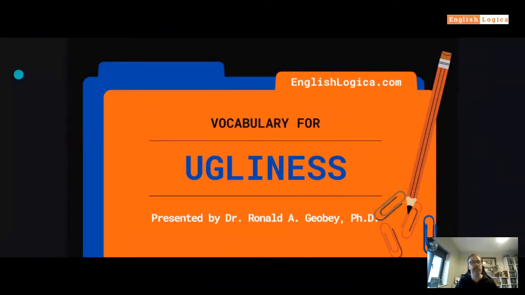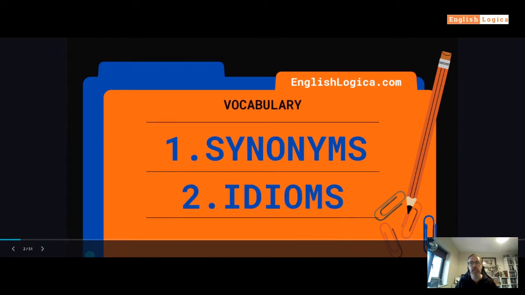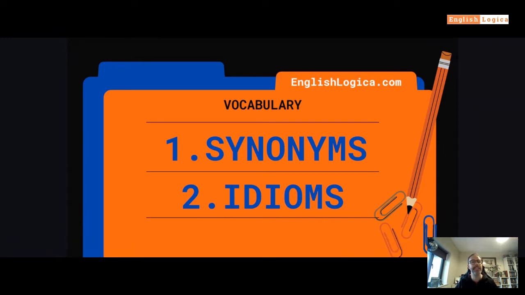This video will cover vocabulary related to ugliness or ugly behavior or being ugly. And we're going to look at a selection of vocabulary. We're going to split it into two sections. The first is synonyms for ugliness, and the second is idioms for ugliness. So, a lot to cover here and a lot to learn to help you expand your vocabulary.